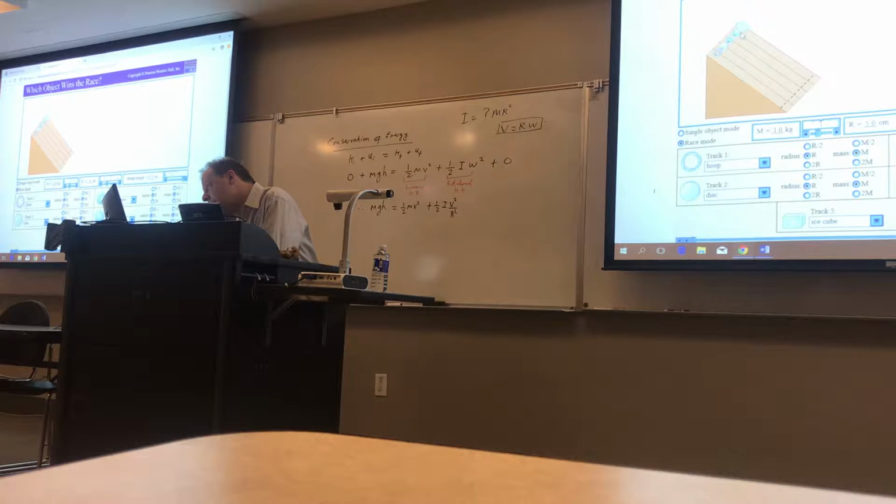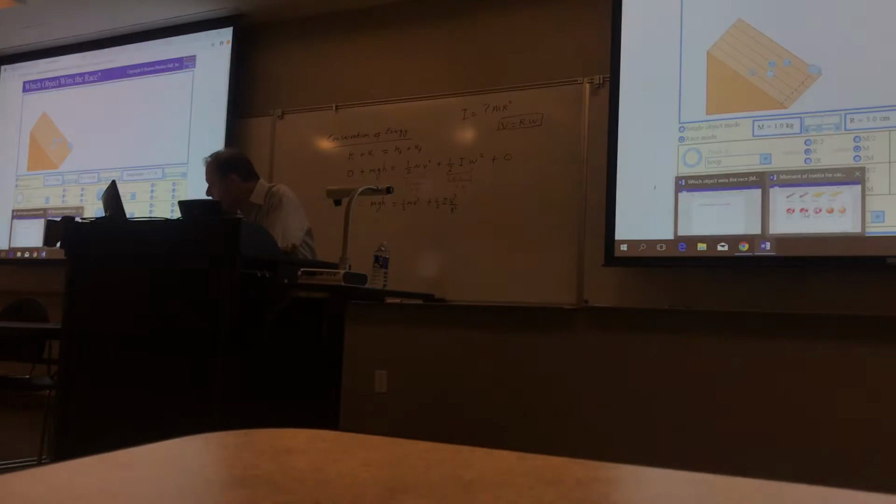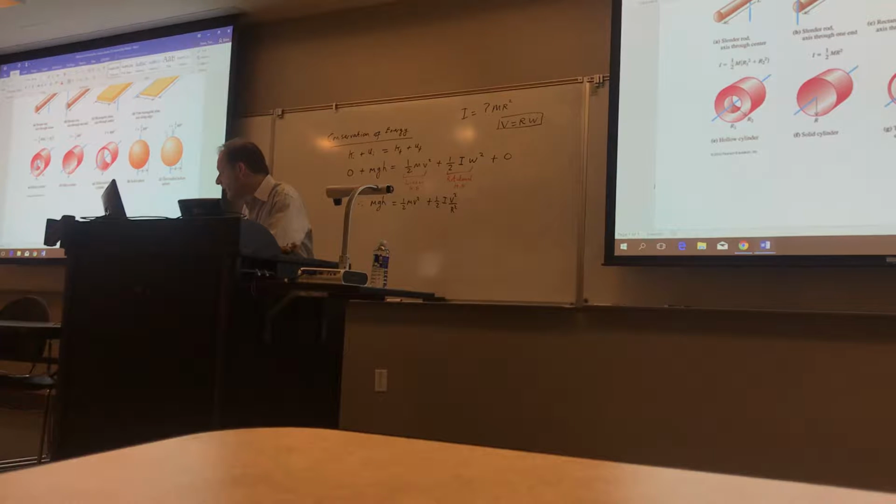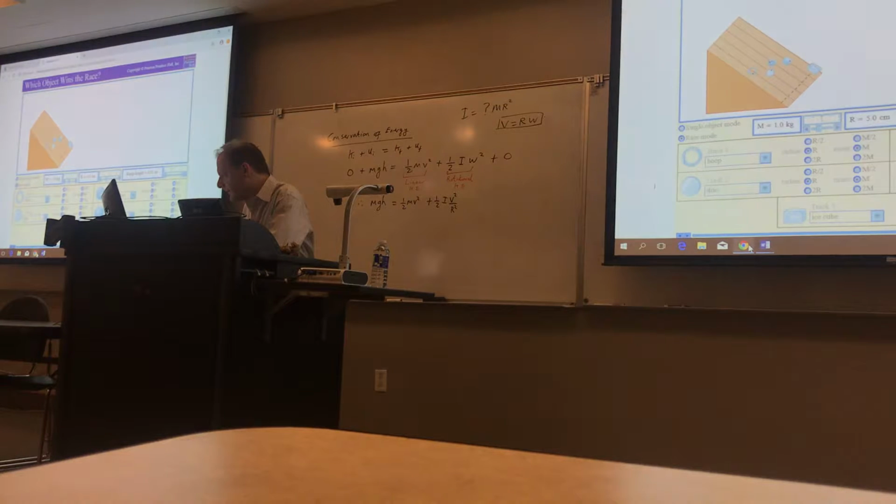Which one? Is it this one in the 4th track? The one that finishes second is this one, which is the solid sphere. If you look at the moments of inertia, I think you find that the solid sphere is the one that has the least moment of inertia. See, 2/5. So 2/5 is the lowest of these 4 numbers. Because the solid sphere has less moment of inertia than these other rotating objects, it's going to finish second.